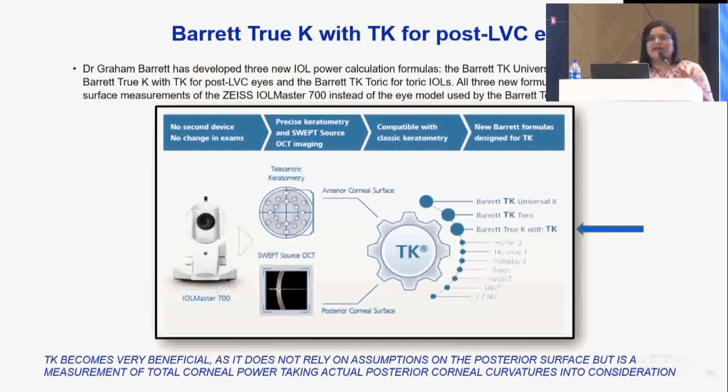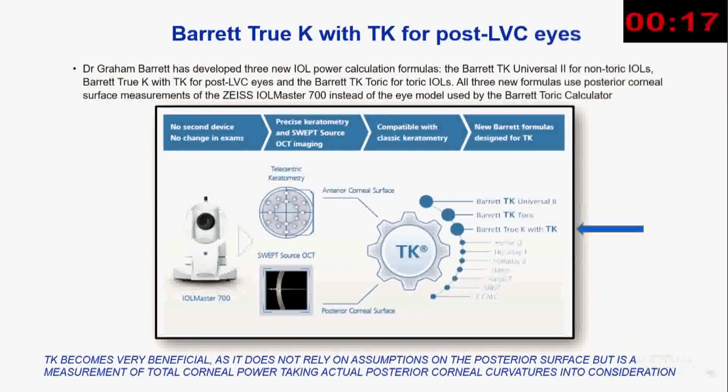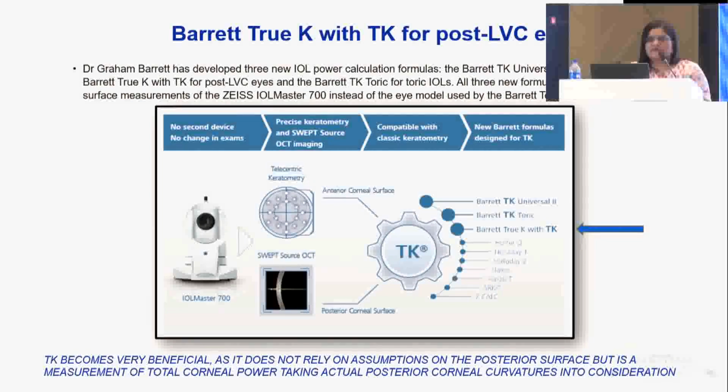We can go to the Barrett True K formula, which we have already spoken about, and TK is very beneficial because it does not rely on assumptions on the posterior surface, but is a measurement of total corneal power, taking actual posterior corneal curvatures into consideration. Now with this TK, we have three formulas, that is Barrett TK Universal 2, Barrett TK Toric, and Barrett 2K with TK. But do you think that only one machine has this?